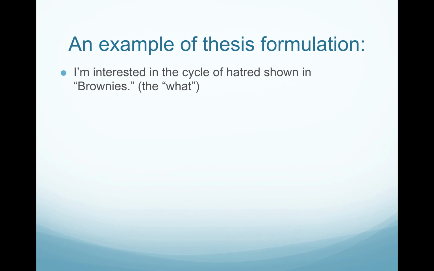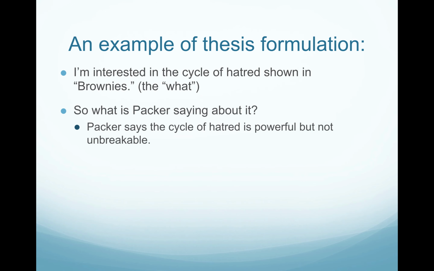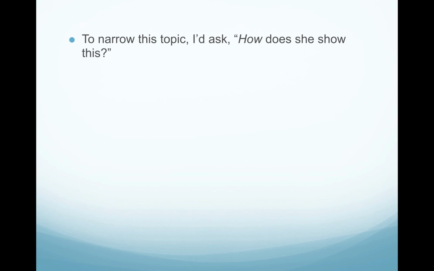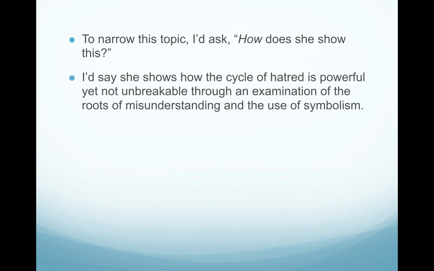So here's an example. Let's say I'm interested in how there's a cycle of hatred in the story Brownies. So that's the what. And what do I think Packer is saying about it? So the what is the cycle of hatred. What about it? Well, I'd say that she's saying the cycle of hatred is powerful, but not unbreakable. Now I might want to think about, how does she show this?